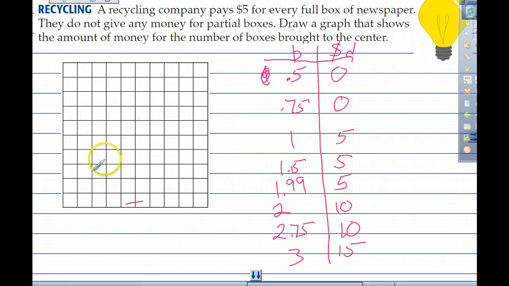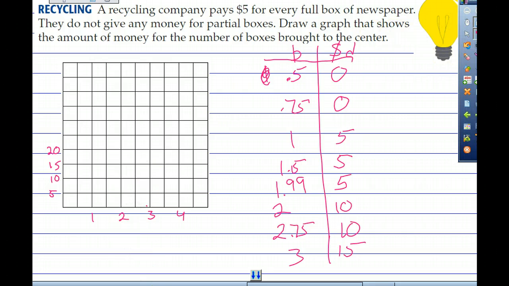So let's go ahead and graph this idea. Let's see how it comes out. I'm going to make this 1 box, 2 boxes, 3 boxes, 4 boxes. I'm going to say this is $5, $10, $15, and so on. So you can always make your scale what you need. You notice I'm counting by 2 squares here, counting by 5s here, that's fine. Make sure you're consistent. Alright, so let's just plot these points.